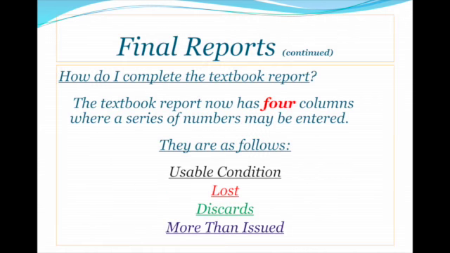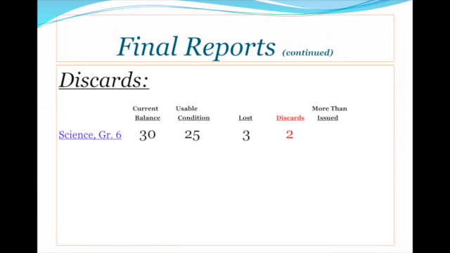Final reports. How do I complete the textbook report? There are 4 columns. One is usable condition, lost, discards, or more than issued. Those are the 4 categories. For example, let's say for discards, if you have 2 discarded books, which means that you couldn't send them in to be rebound or recased, they're just in such poor condition, we have to throw those books away. Okay, so you would put a 2 here.